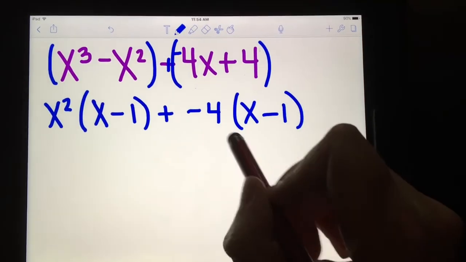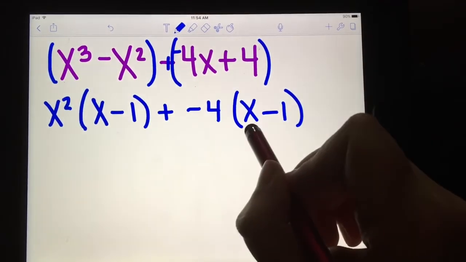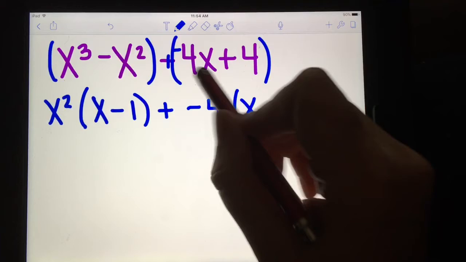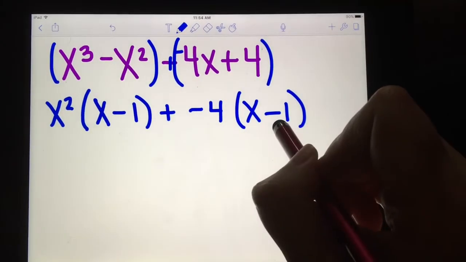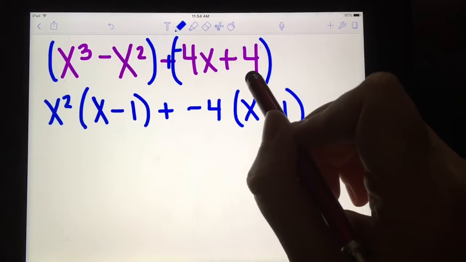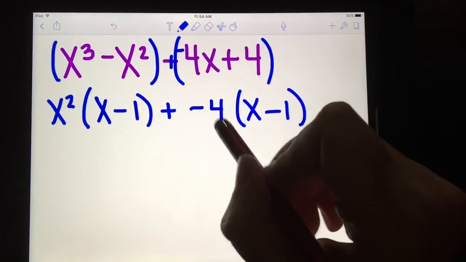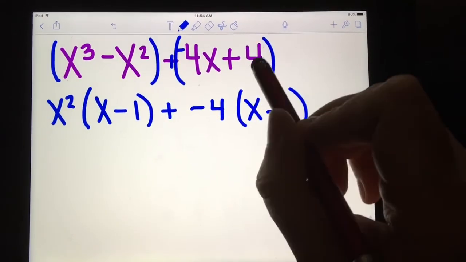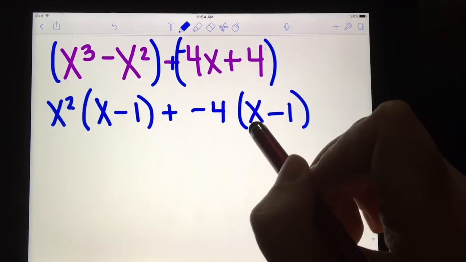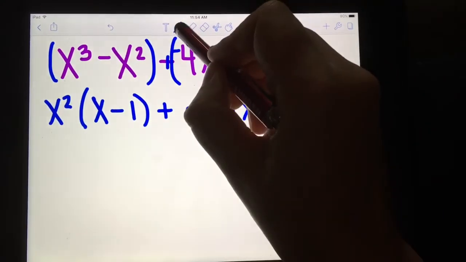So I'm going to take a second to multiply this back out. Negative 4 times x gives me negative 4x. Negative 4 times negative 1 gives me positive 4. It's so important that you take this 5 seconds to go back and multiply this back out in your head to make sure that each step matches the step in front of it.